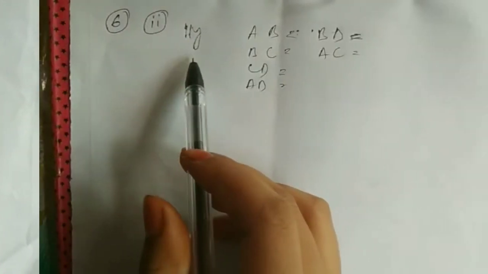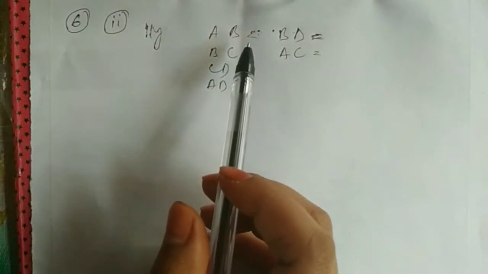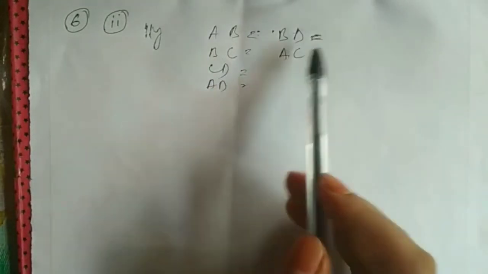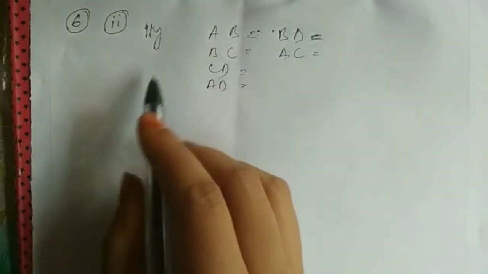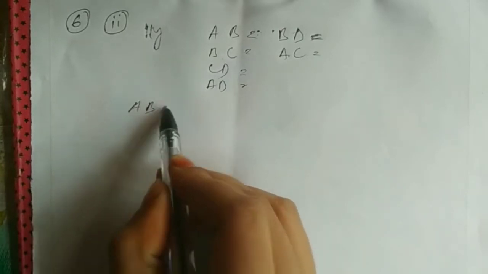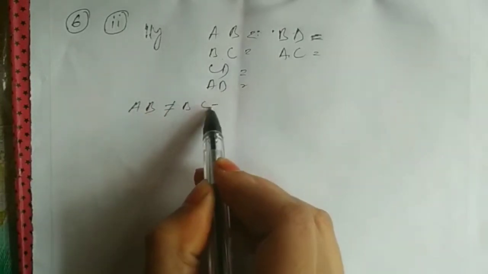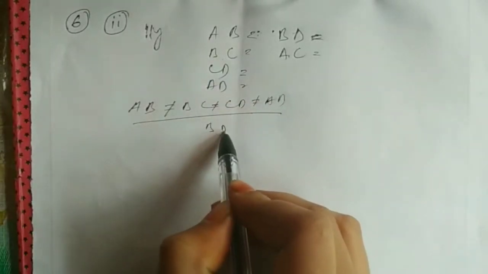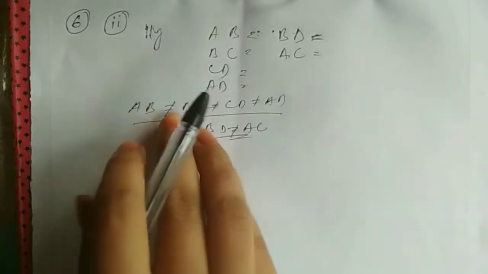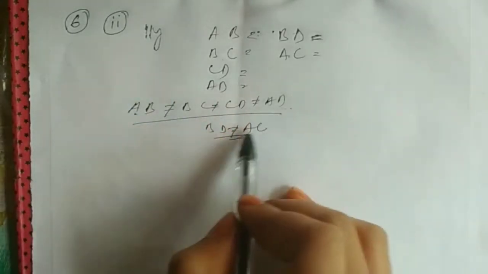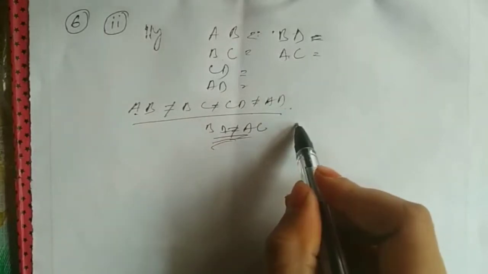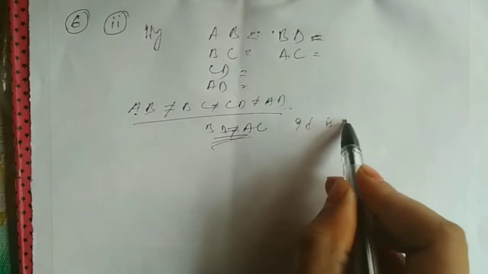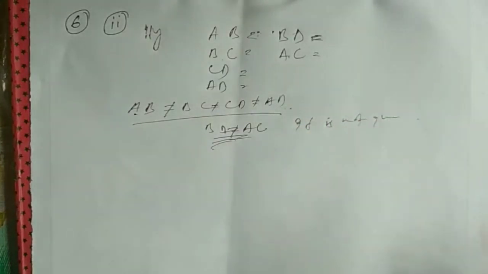Okay. Try to find out the next one the same way. Similarly, find AB, BC, CD, AD and BD, AC also. And at last you may get something like this: AB not equal to BC not equal to CD not equal to AD, and BD not equal to AC also. Like this, you find it out. If everything is not equal, that means there is no quadrilateral property. That is, it is not a quadrilateral. You can write it like this. Okay, not a quadrilateral.